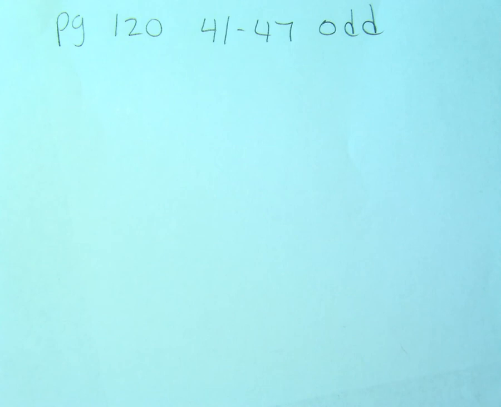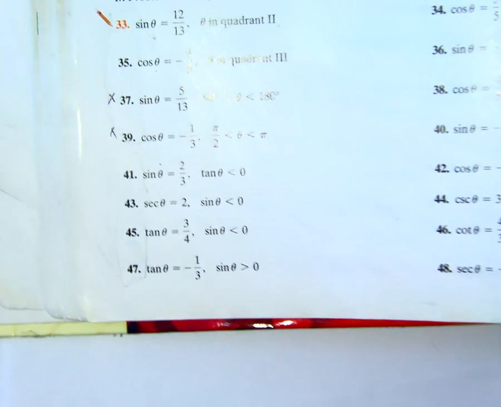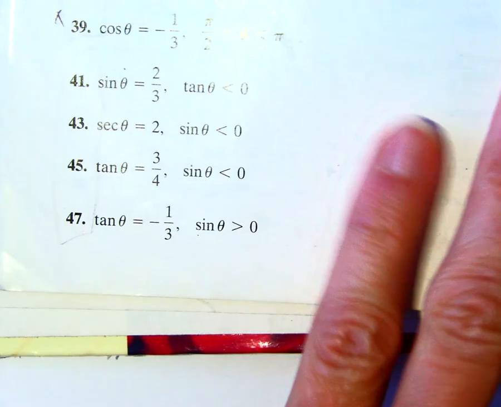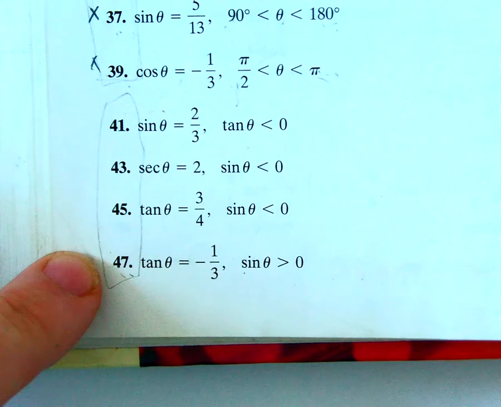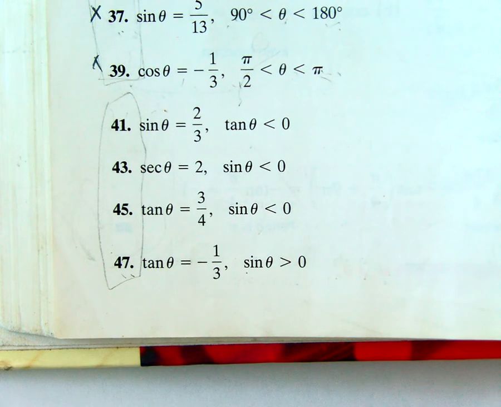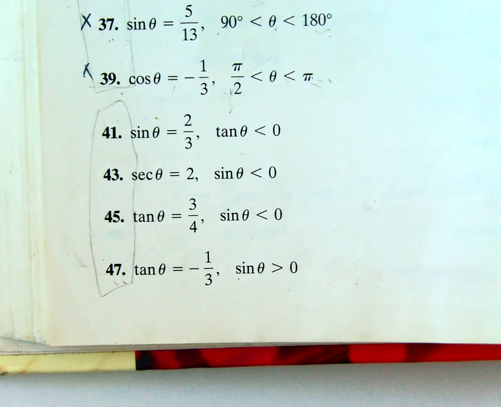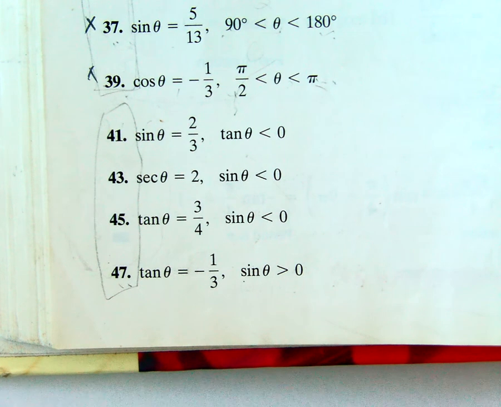Now your assignment, page 120, 41 to 47 odd. Right here. Same thing you did yesterday. Same directions. Find all the rest of the trig functions. 41 to 47, same directions. Find the exact value of each of the following remaining trigonometric functions, big word. And the answers I've posted, so after you do these, you can check them. And that's it.